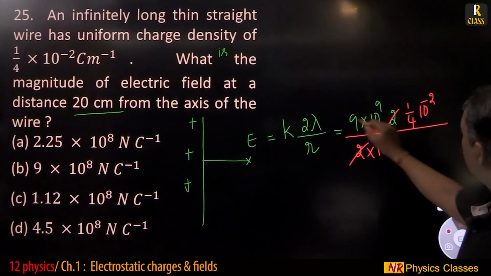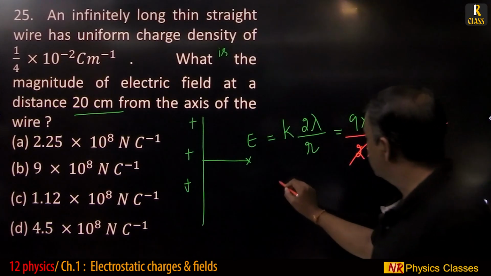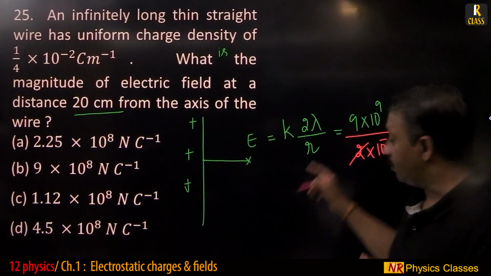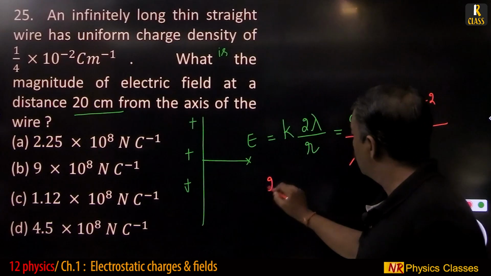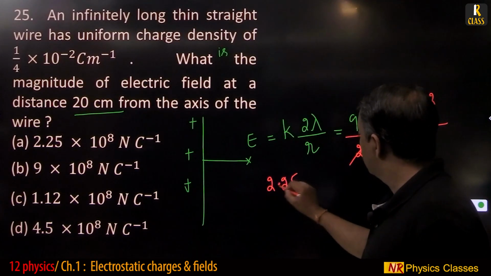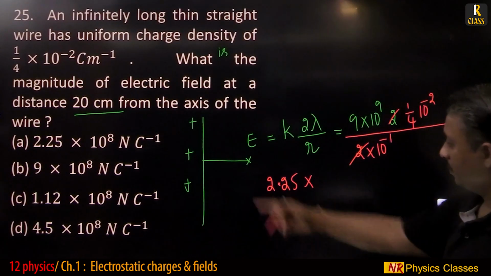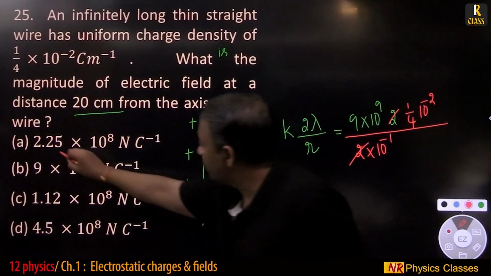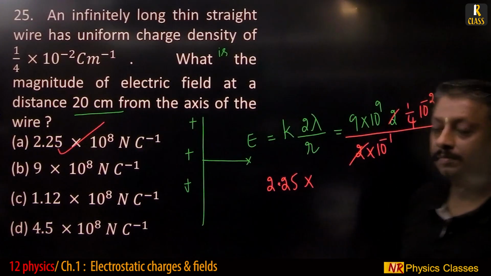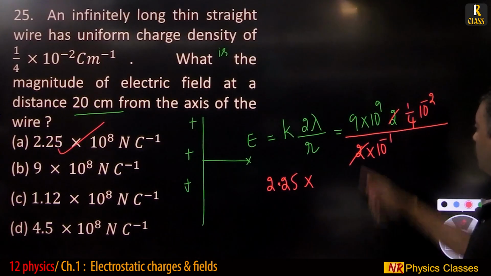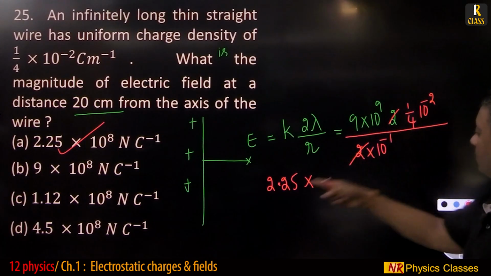2 to 9 by 4. 9 by 4 is, 9 by 2 is 4.5, another half is 2.25. 10 to the power of, don't worry, 2.25 is here. 2 gone, 9 by 4, 2.25.